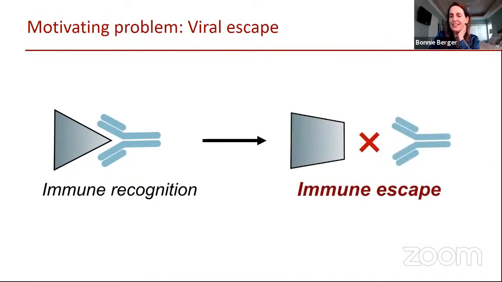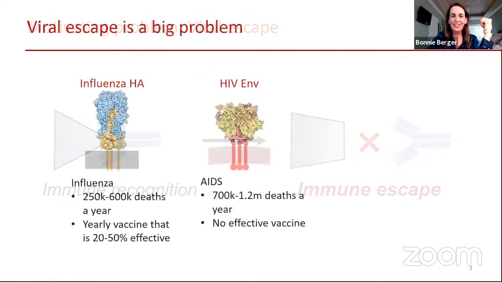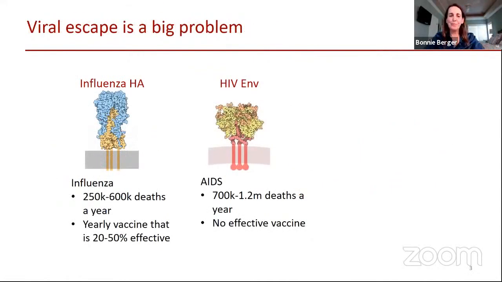Now with viral escape, viruses can mutate their surface proteins in such a way that they're so substantially different in what we call their semantics, or meaning, that the antibodies no longer bind to them. And thus, they can escape the immune system, bind to host cells, and cause disease. Now, viral escape is a big problem.